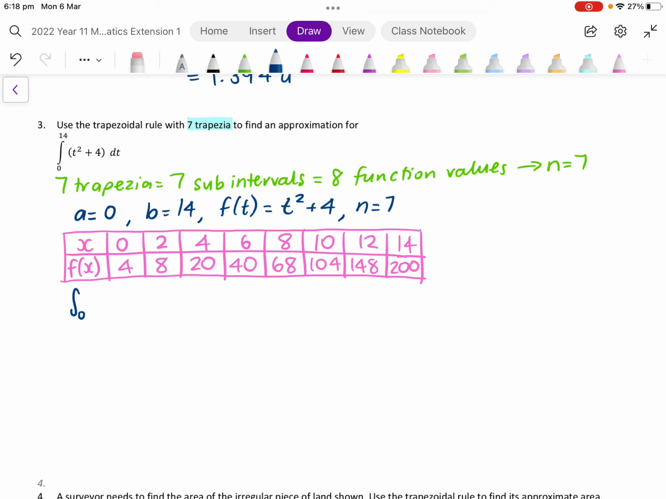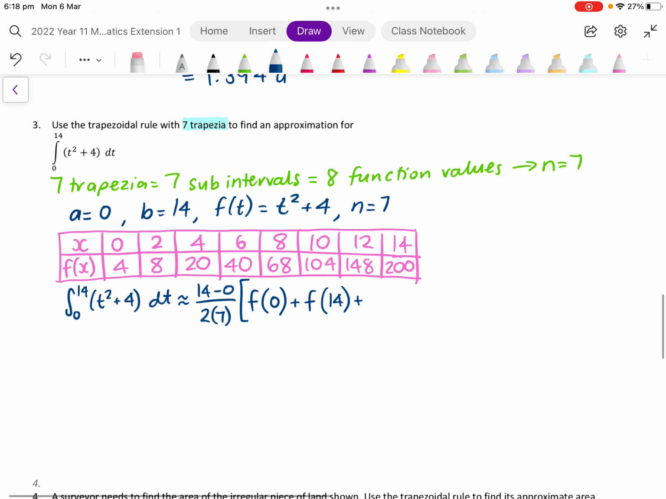We then are going to use our formula for our integral of 0 to 14 of t squared plus 4 dt is approximately our b of 14 minus our a of 0 over 2 lots of our n of 7, lots of f of our first, which is f of 0, plus f of our last, which is f of 14, plus 2 lots of everything else. So f of 2 plus f of 4 plus f of 6 plus f of 8 plus f of 10 plus f of 12. Yep, just fit it in, all the brackets as well.